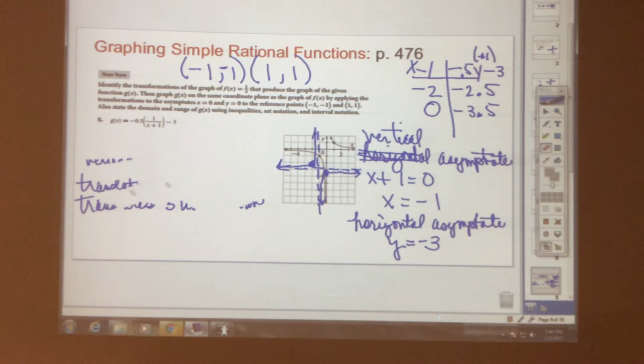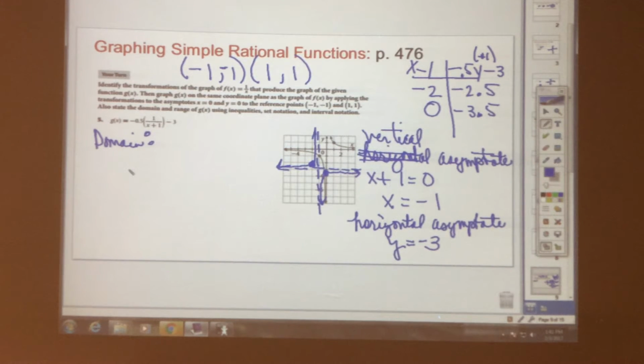Now we have to do the domain and the range. Domain. We're talking about left and right. We're going to do the inequality first. So what would my inequality be? X is less than negative 1, or x is greater than negative 1. Right?